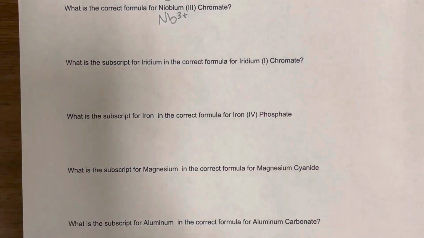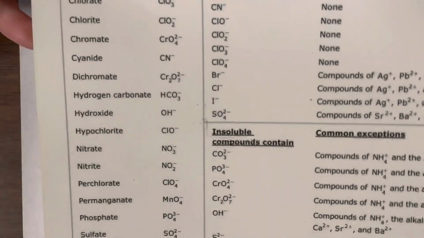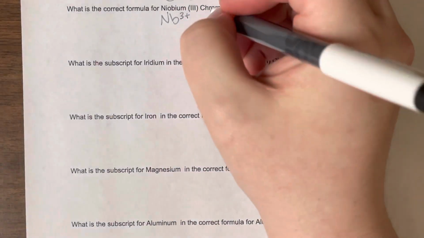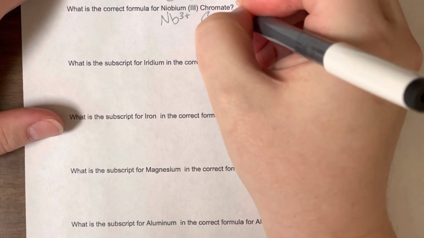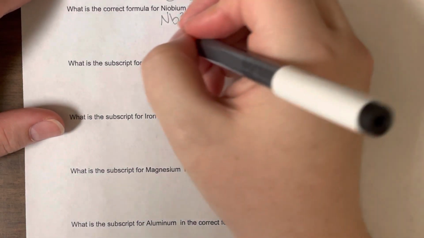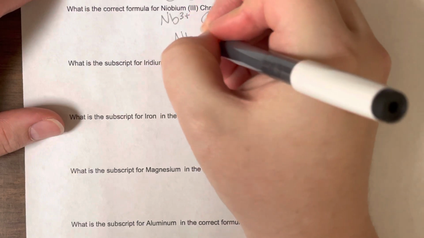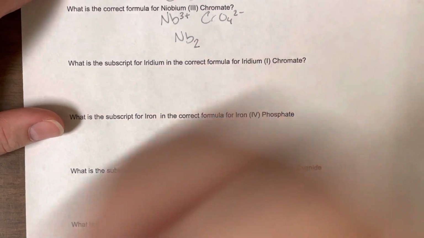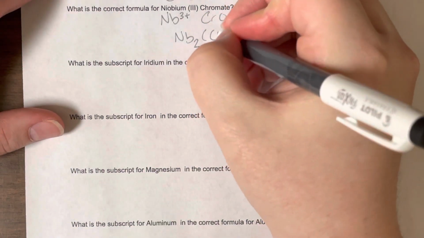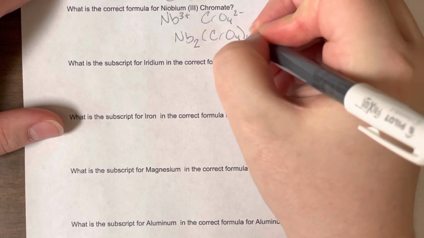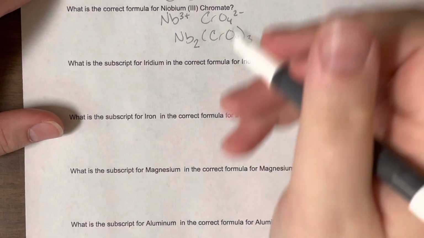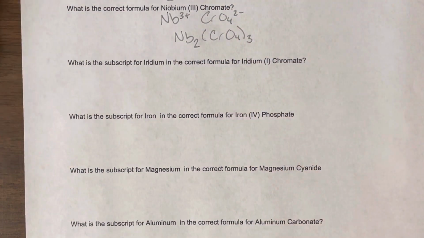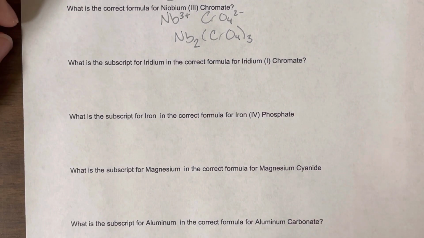Chromate, that -ate tells me that I am a polyatomic ion, and chromate is on the inside of my periodic table. Its symbol is CrO4 with a charge of -2. I'm now going to crisscross charges for subscripts. When I do so, I'm going to be careful to leave the subscript for chromate alone. And since I'm going to have multiple chromates, I'm going to protect it within parentheses and put that multiplier on the outside. So the 3 comes over here, and I'm protecting my chromate within parentheses. So the formula reads Nb2(CrO4)3.